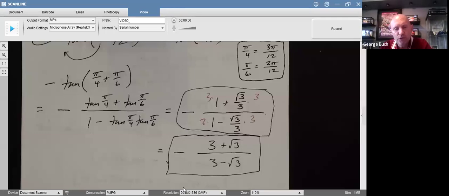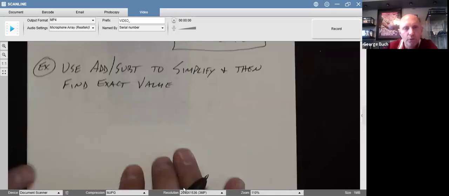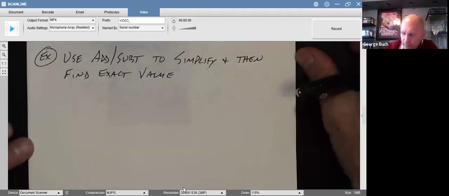All right, so that's how we use addition and subtraction formulas to find these exact values. We also have problems like this, so use addition subtraction formulas to simplify and then find the exact value. Oops, sorry, let me move that up. So use addition subtraction formulas to simplify and then find the exact values.